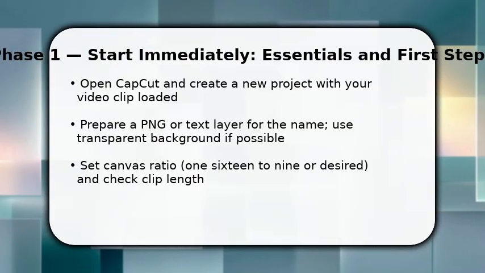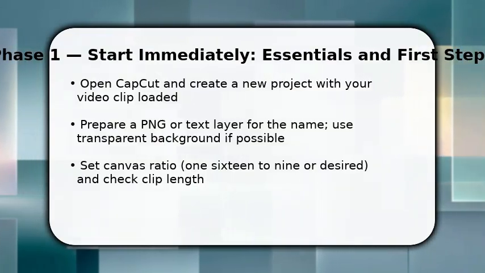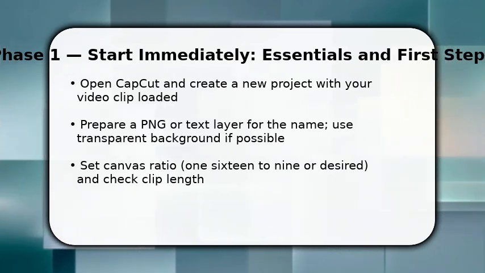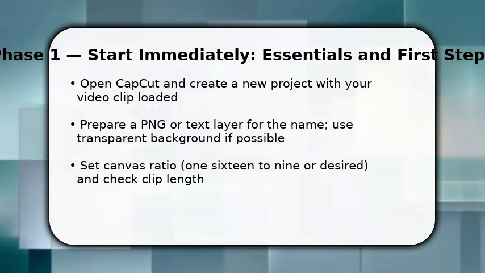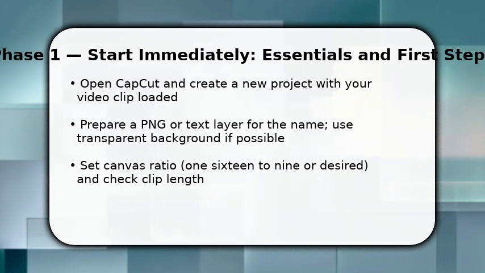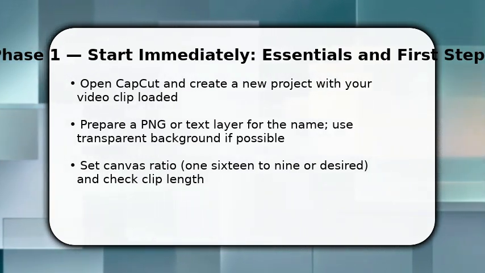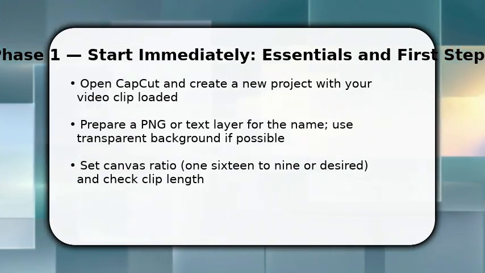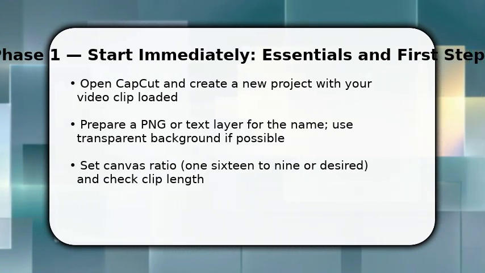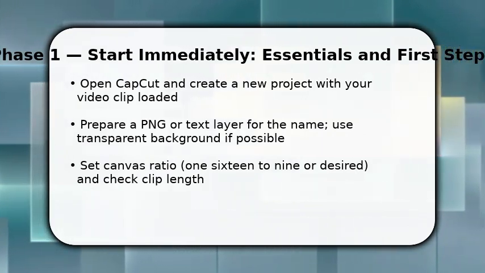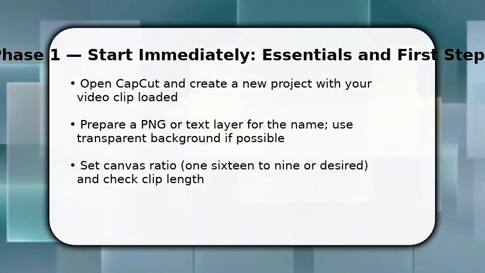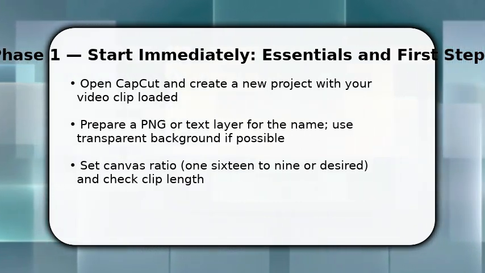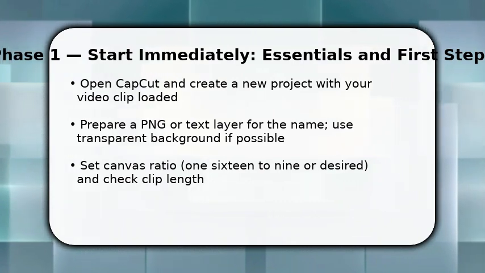Enjoy the video. You start by loading your main clip and the name layer into CapCut. This is essential so you work non-destructively. Once the clip is imported, drag the name PNG or text onto an overlay track above the video. Make sure the project ratio is correct, because alignment and scaling depend on it. You should also trim the name layer to match when the name appears. This gets you immediately into editing instead of faffing with settings later.